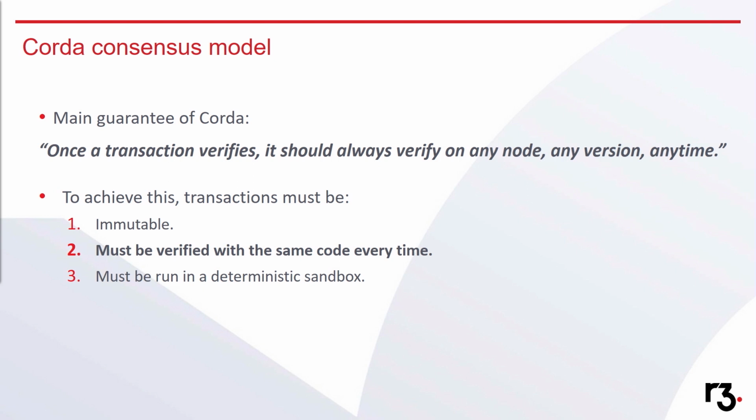So there are three items that need to be achieved. First, transactions must be immutable, which is fairly obvious, and they are by construction. The UTXO model ensures that. A second point is that they must always be verified with the same code. Otherwise, if the code changes, of course, the result might be different. And they must be run in a deterministic sandbox, which means that if they somehow use any sort of time or random function, they might return a different result, which is not good. It violates the guarantee. So they must run in the deterministic sandbox. Now, we'll take a look at the second point that has all the implications we mentioned before.